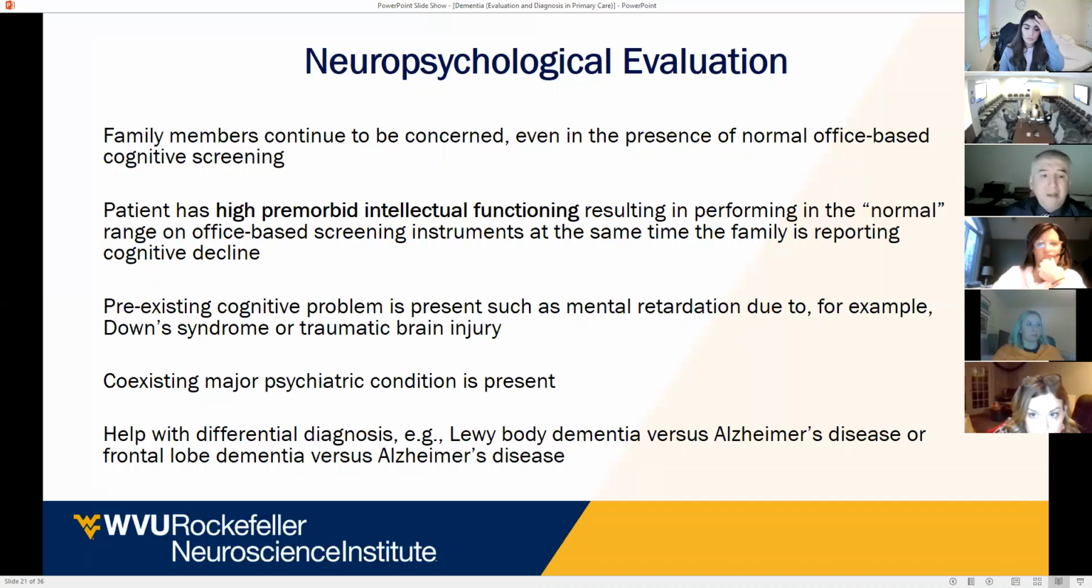Of course, it's going to help us if somebody has some kind of pre-existing cognitive problem, something like mental retardation, Down syndrome, TBI. Also, it's going to help us to distinguish from major psychiatric conditions, and probably help us to make a proper diagnosis in terms of this is Lewy body dementia, this is Alzheimer's disease. It is going to provide some kind of support in terms of the diagnosis as well. Next slide, please.